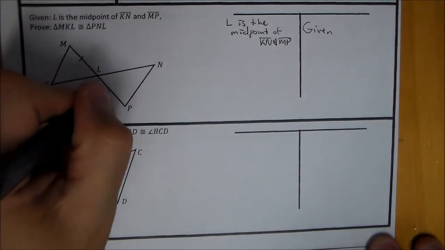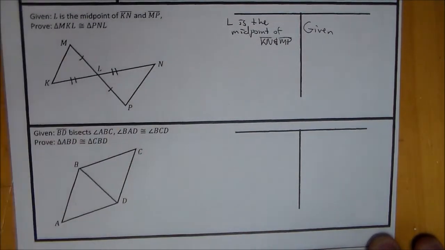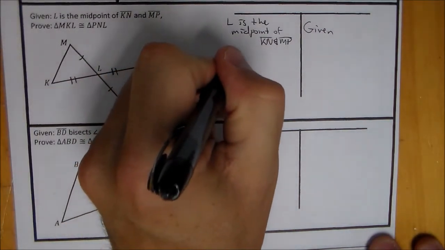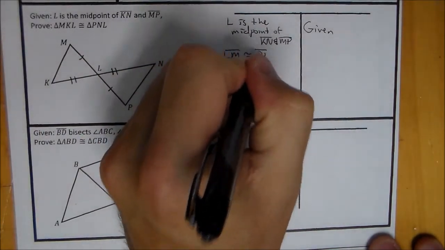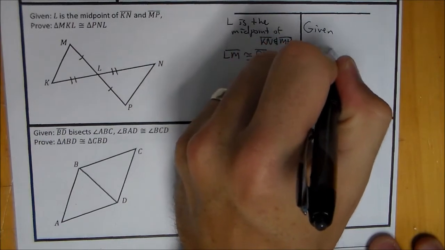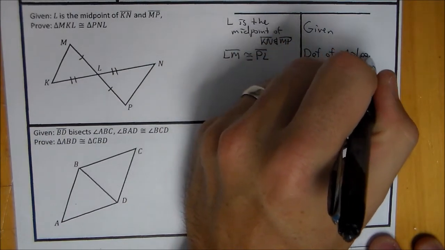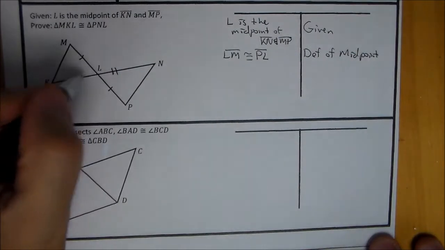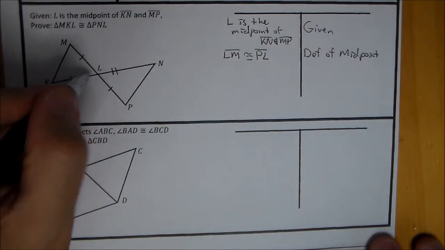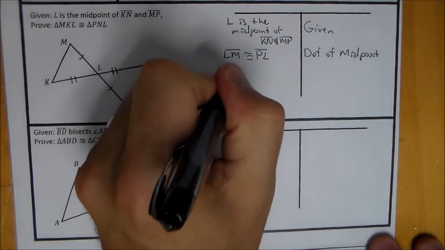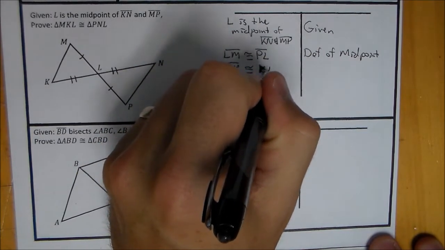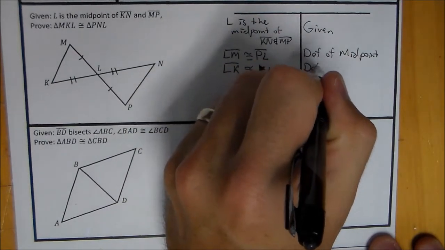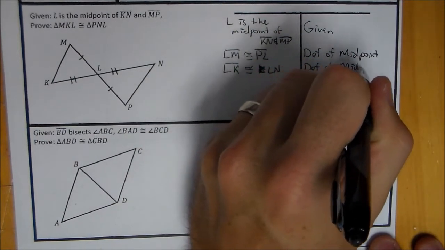And we're going to label that. I'm going to go double here. There. So let's now state that those segments are congruent. So we're going to say LM is congruent to PL, and that's by the definition of a midpoint. Then the next one is we'll go LK is congruent to LN, and that's also the definition of a midpoint.